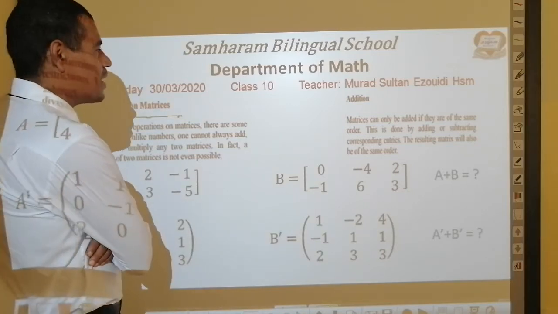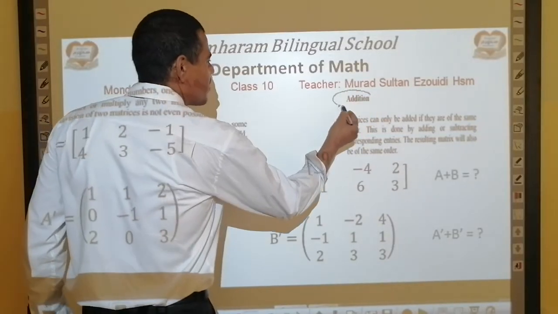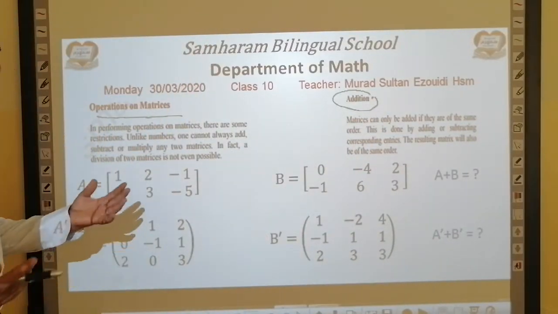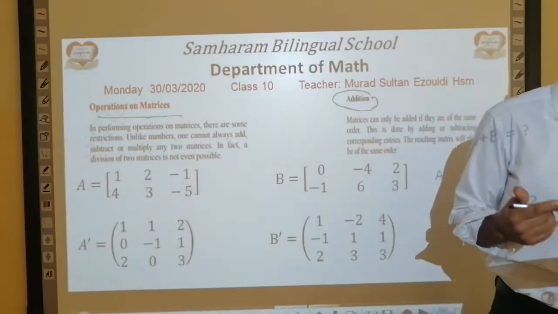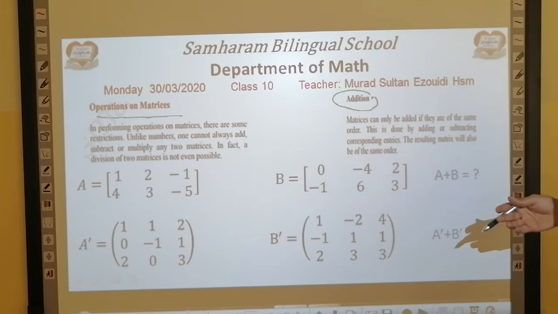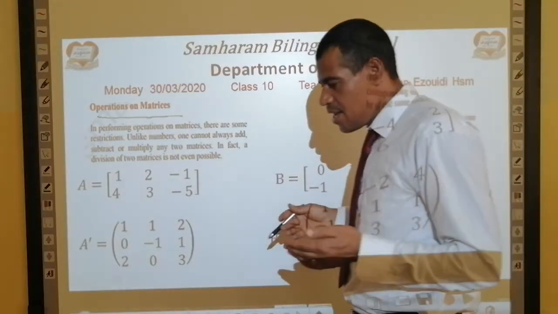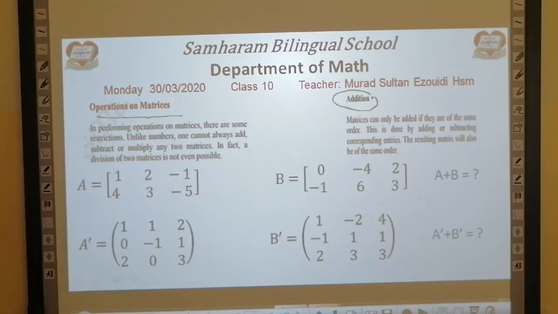For example, my case. Addition. Move to addition. How can you add matrices? If it is given two matrices A and B, the question is, can you work out A plus B? As A is a matrix and B is a matrix, if we add these two matrices, can the total be a matrix, yes or no? Let's check.